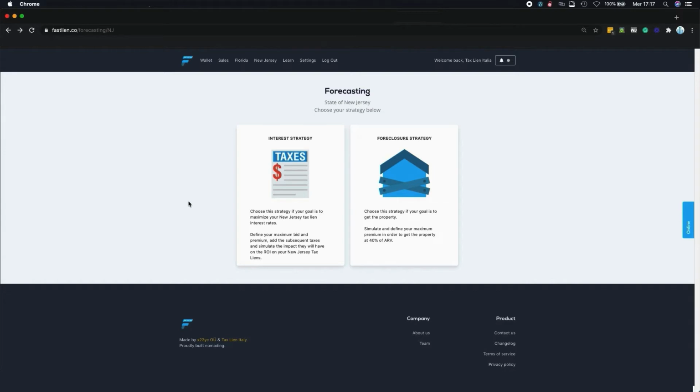With the interest strategy, you can calculate the impact and the blended ROI on your total tax lien, paying also the subsequent taxes. As you know, in New Jersey, when you buy the tax lien, you can also purchase the subsequent taxes. The subsequent taxes are very interesting because you can buy them and lock down an 18% interest rate on those taxes. So we have developed this calculator to show you how the subsequent taxes will impact the ROI of your tax lien. So let's check it out.